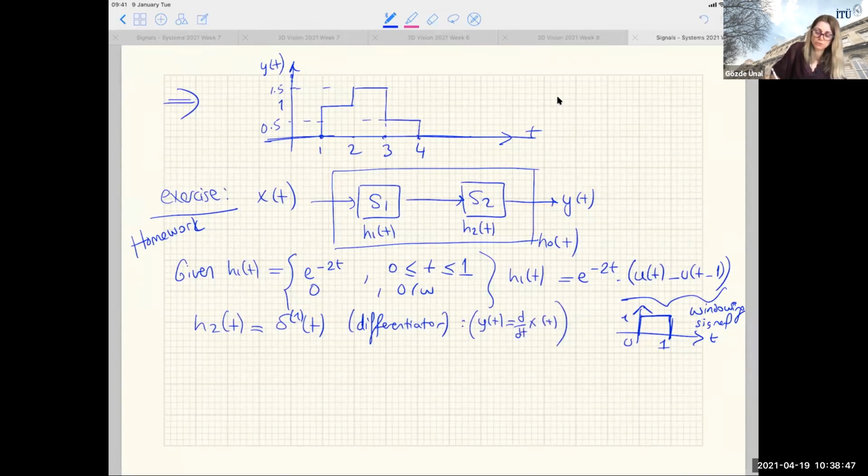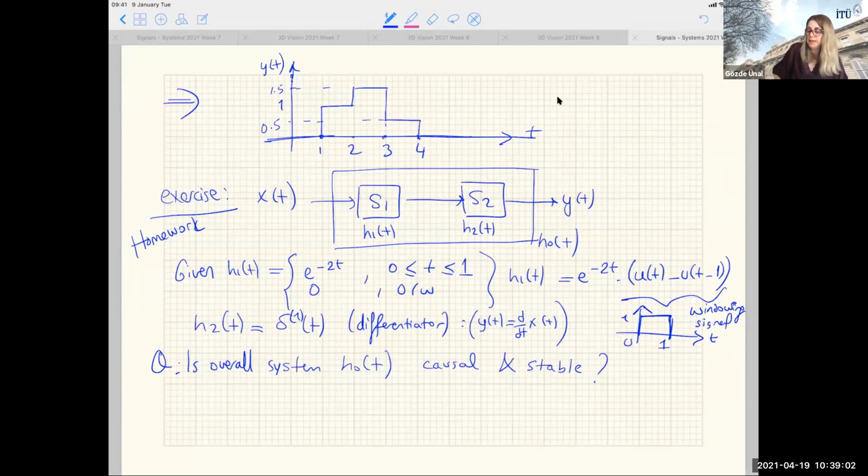So my question to you is the overall system. First calculate the overall system, of course. Again, just find whether it's causal and stable. Of course, my goal is also that you first find h0(t) and then decide whether it's causal and stable. So also find and plot h0(t), okay? This would be, I think, a good exercise for you. Let me see what else.